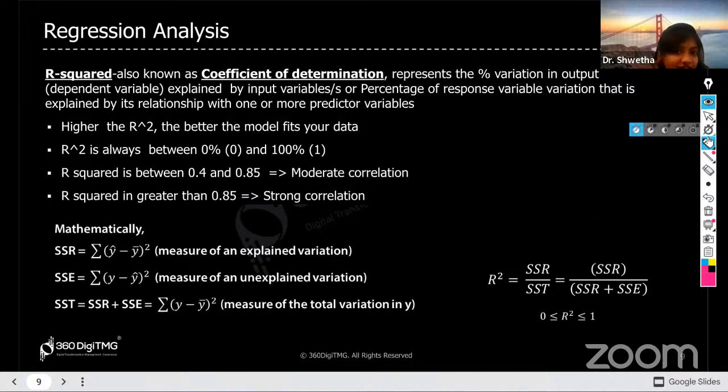So to evaluate how the model is fitting our data, we go for the R squared value, the coefficient of determination.